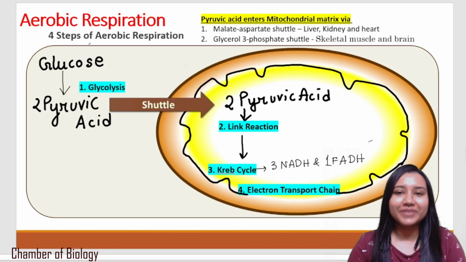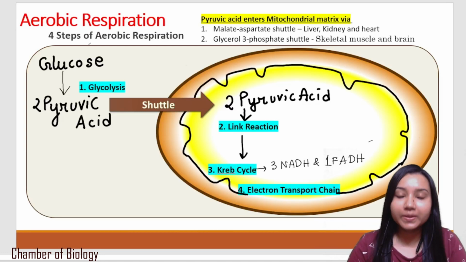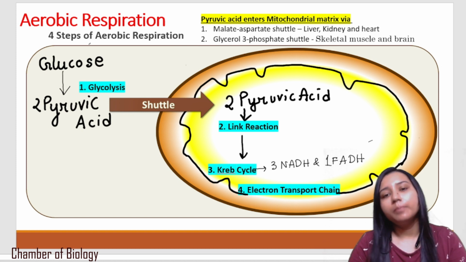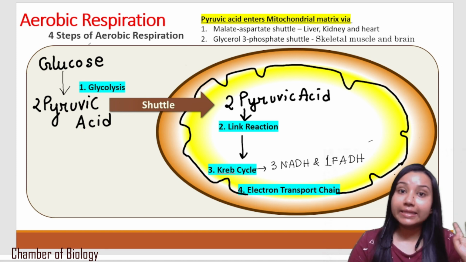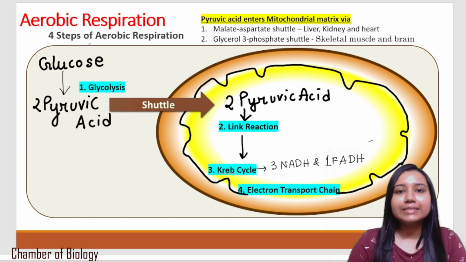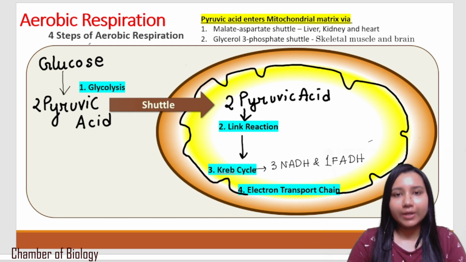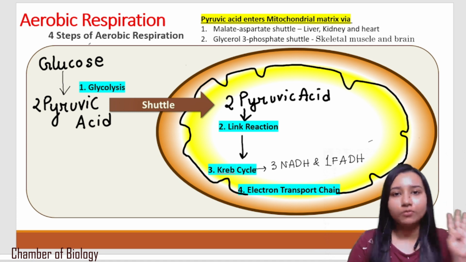Hello everyone. So today we are going to understand the topic electron transport chain. But first, let us go through a little bit of what we have been studying in the last two videos, that is aerobic respiration. So in aerobic respiration there are a total of four steps.